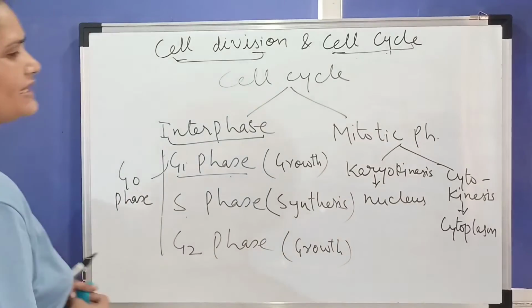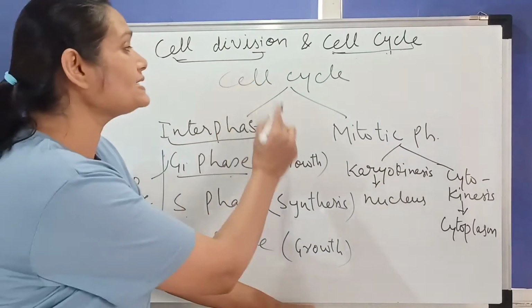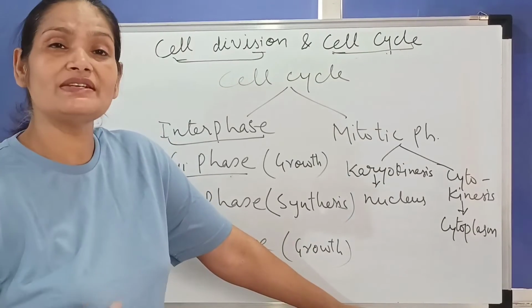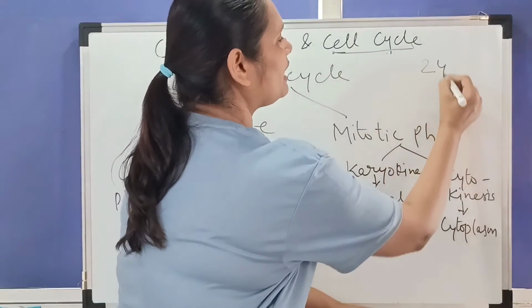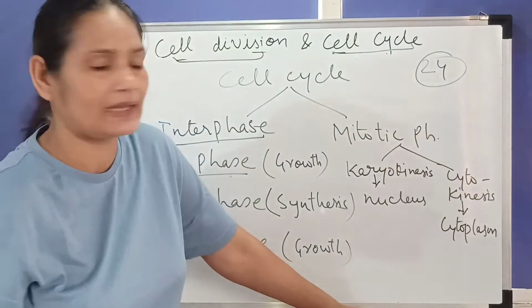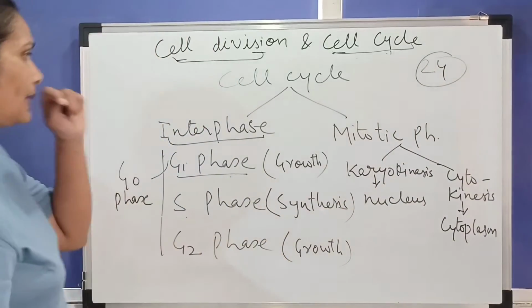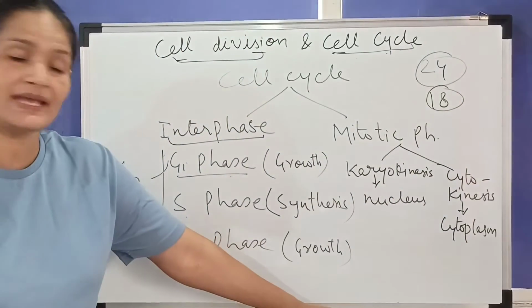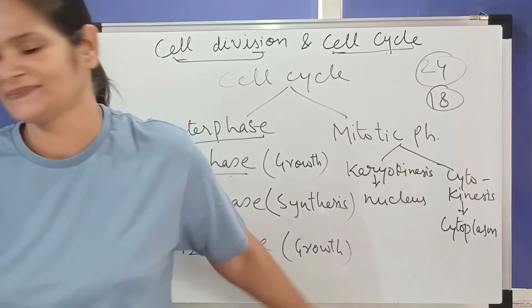After this, I'll give you the diagrammatic presentation of the cell cycle. See, cell cycle can vary for different cells. For example, the Malpighian layer which is present under the skin has a 24-hour cycle for the cell to divide. However, bacterial cells need 18 hours for the cell to divide. So the cell cycle can be different for different cells.